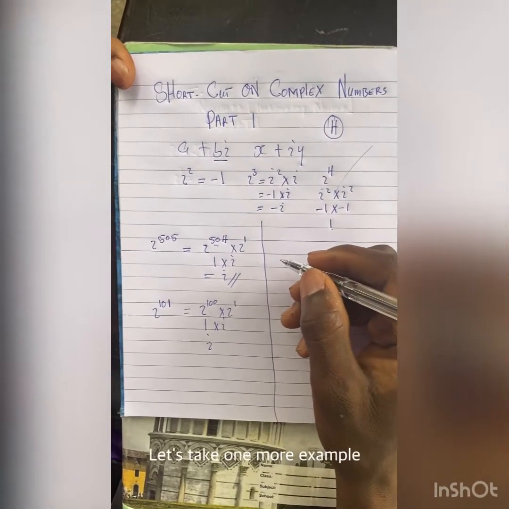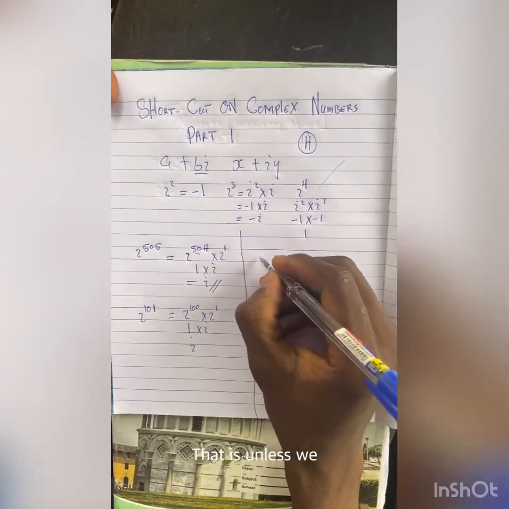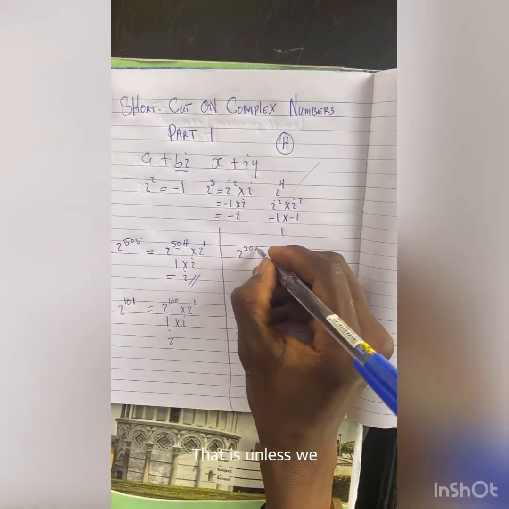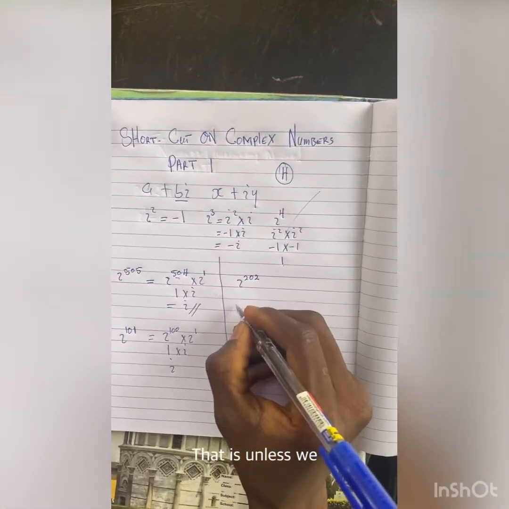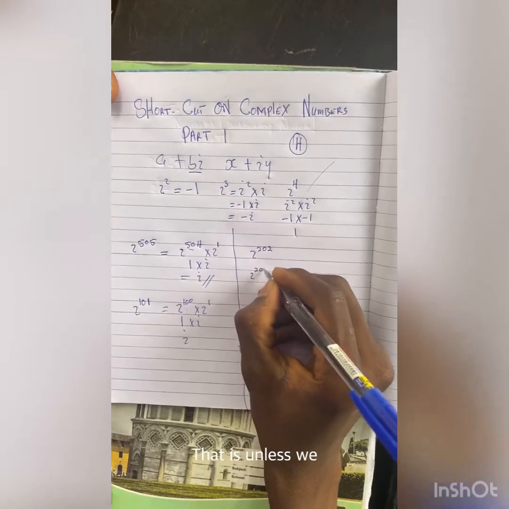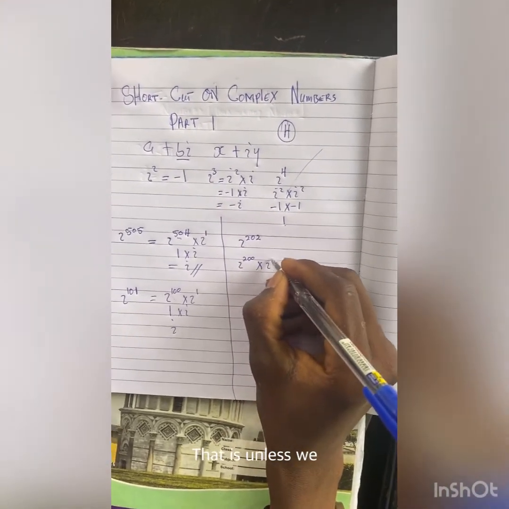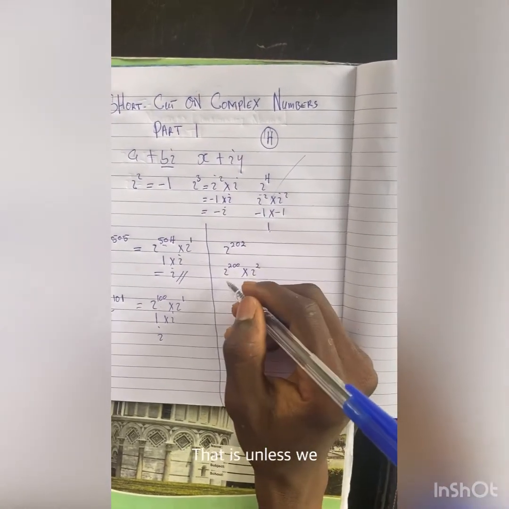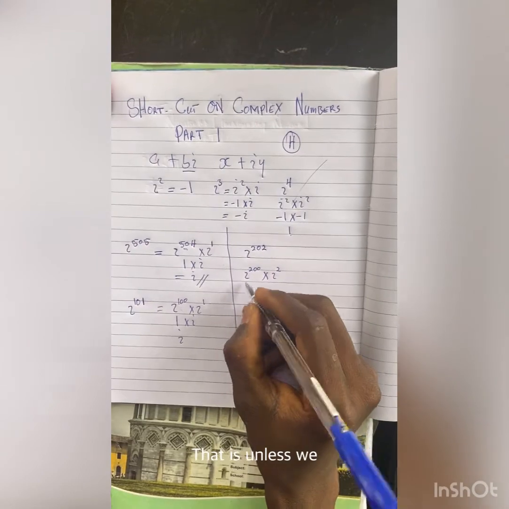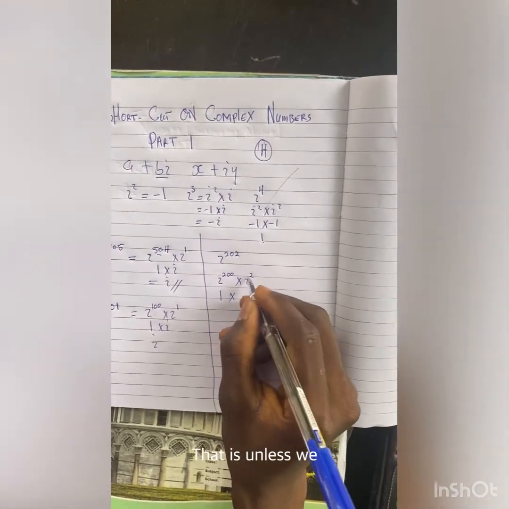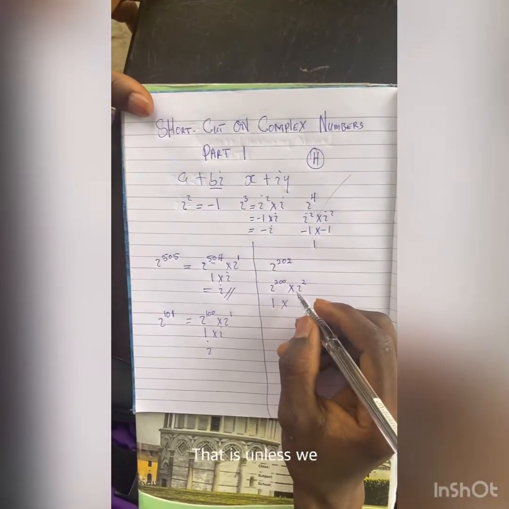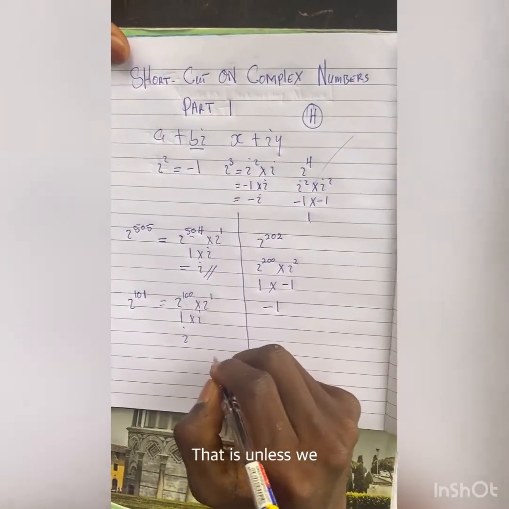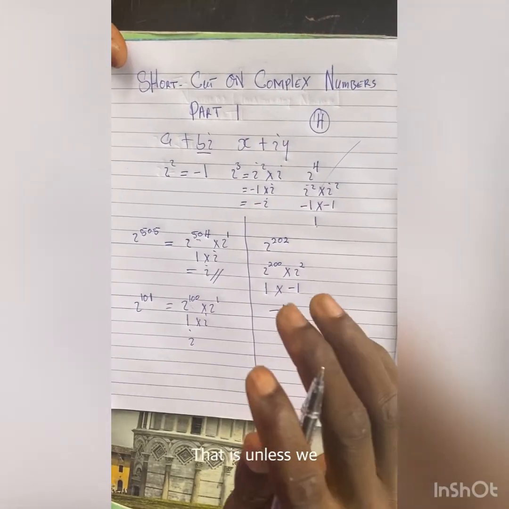So let's take one more example. Let's say we have i raised to power 202. This can be split into i raised to power 200 multiplied by i raised to power 2. You can see 200 can be divided by 4 without a remainder. Definitely i raised to power 200 is also what? 1. And i square, from this other part, you know i square is minus 1. So the final answer of this will be what? Minus 1.